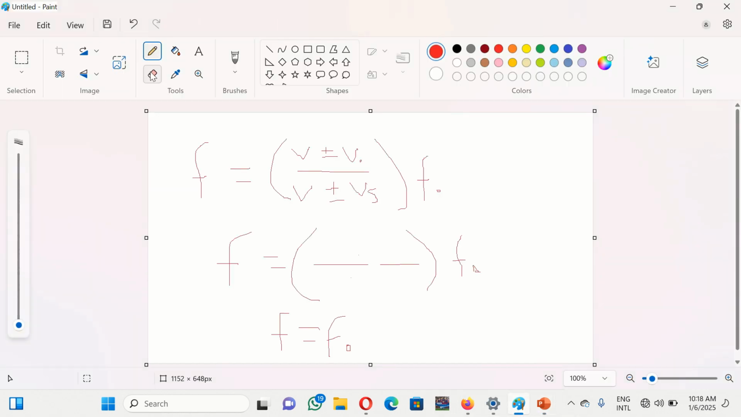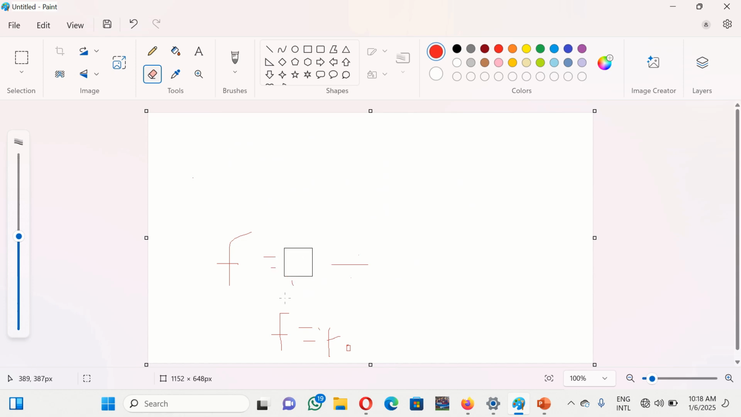So let me clean what is here. Observer moving towards a stationary source. Observer, we have observer moving. Let me finish cleaning and then we continue with the formula.